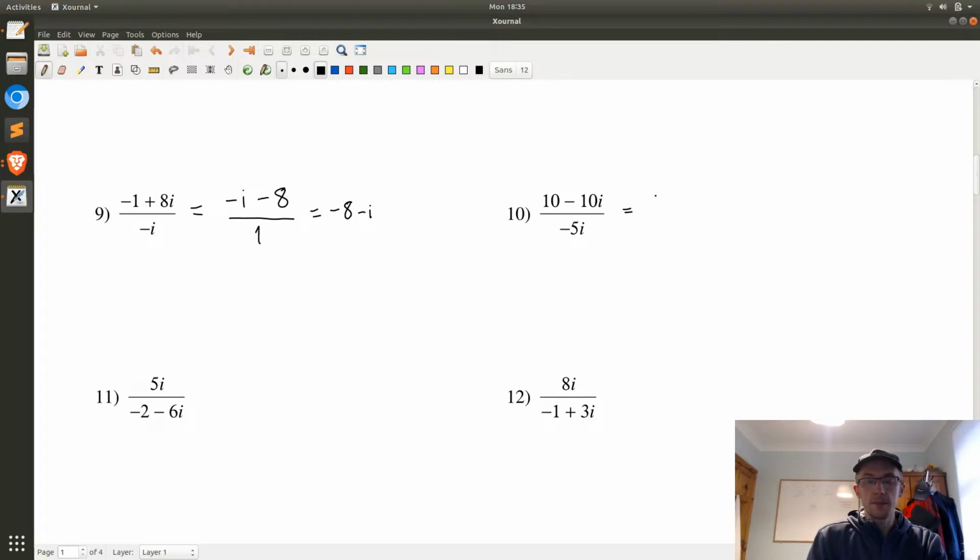Next up, top and bottom, multiply them both by i. So we'll have 10i plus 10, all divided by 5. So that makes 2 add 2i.